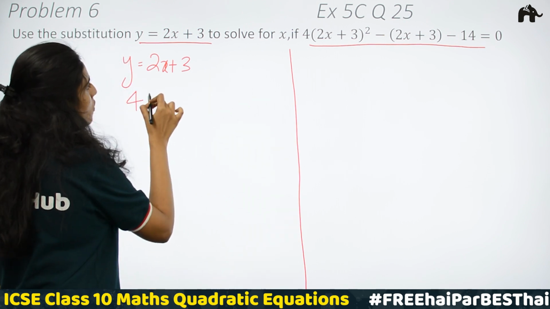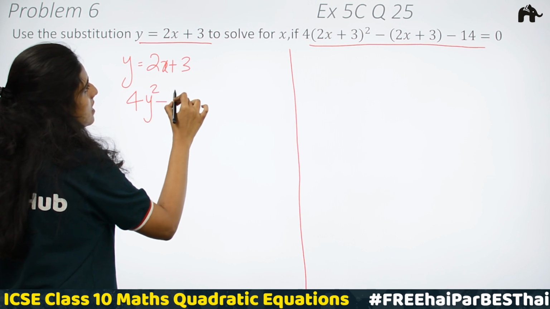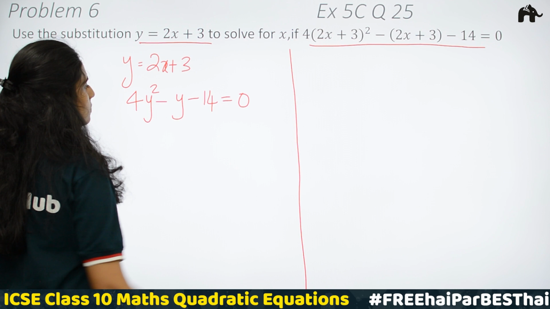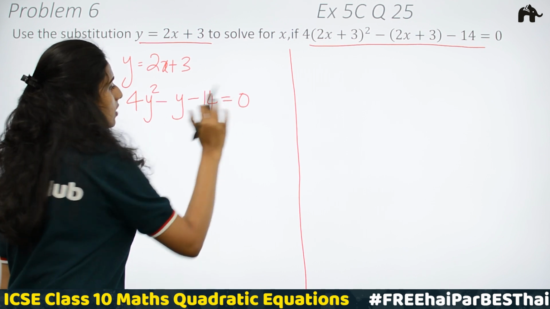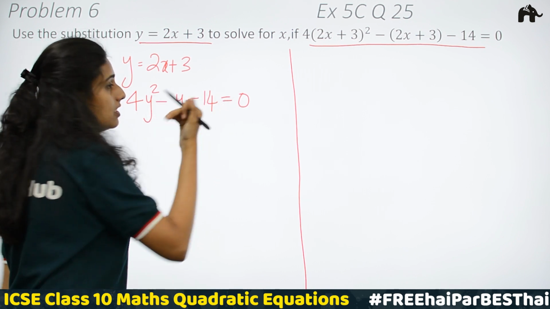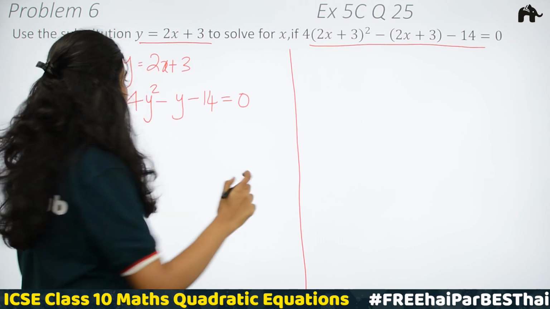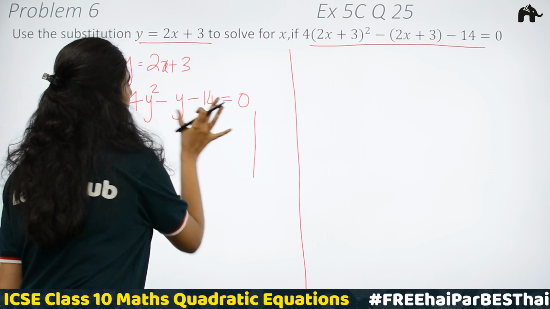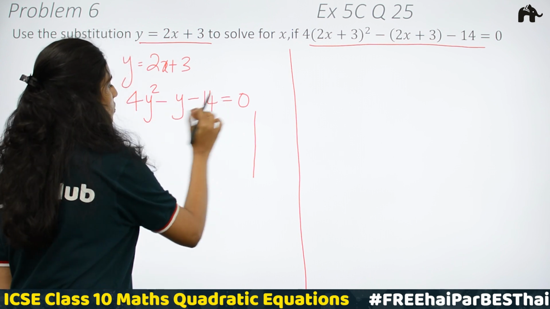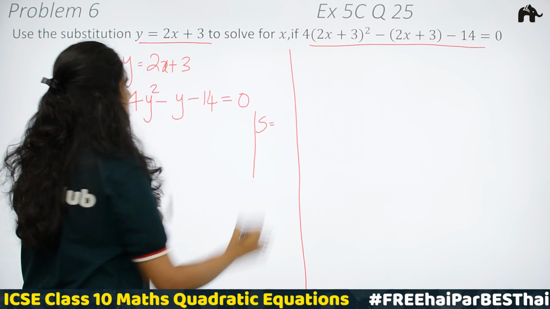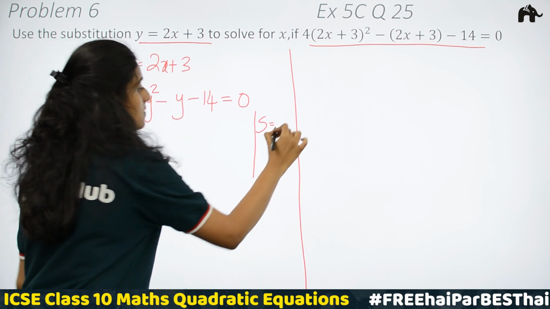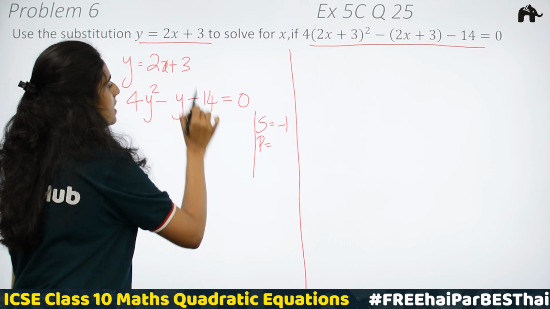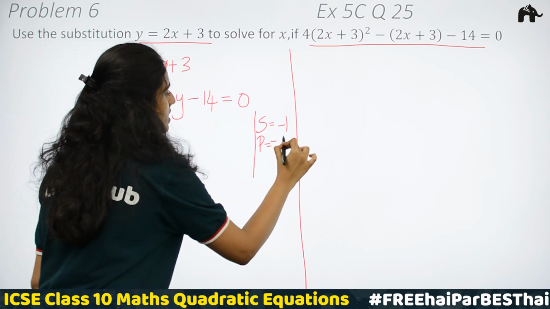Substituting, this becomes 4 into y square minus y minus 14 is equal to 0. Okay. Now, this is a required quadratic equation. We have to solve this quadratic equation to get the value of y. The values of y can be obtained by the method of factorization. Here we have to choose two numbers such that the sum of the numbers is b. Here b is minus 1 and the product is equal to 4 into minus 14, that is minus 56.